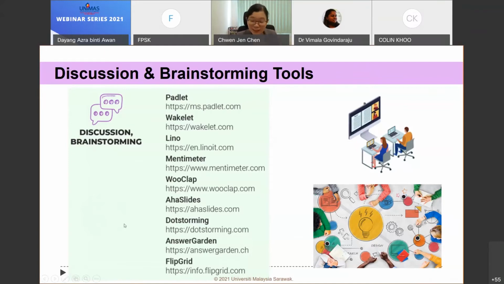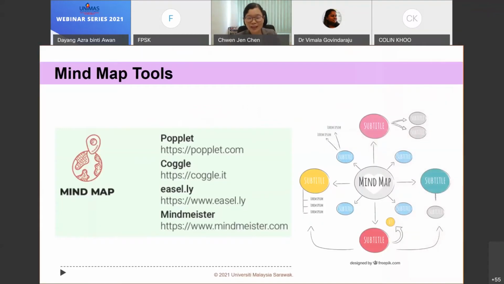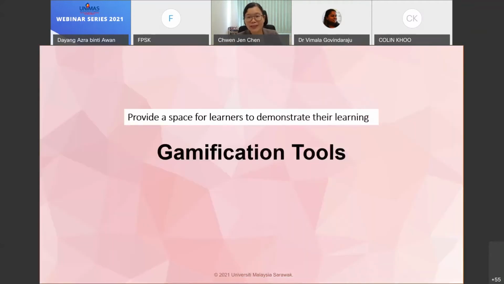All right, so these are the tools that you can actually use, yeah? If you want to have discussion or brainstorming with your students, or maybe among the students. And also you can use mind mapping tools, right? So you have a lot of free online mind mapping tools, yeah, like Poplet, Coggle, Easily, MindMaster, and things like that. Okay, these are some examples of mind mapping tools that you can use and provide a space for learners to demonstrate their learning.